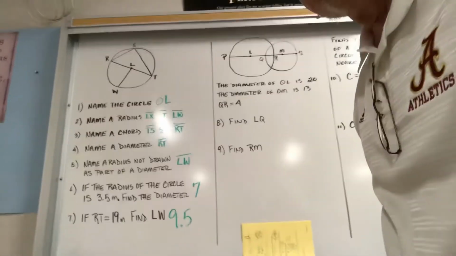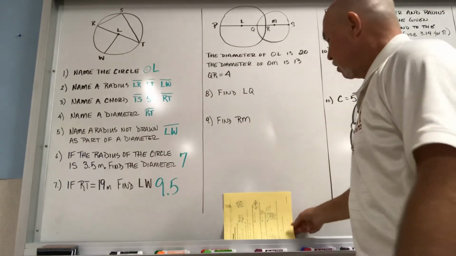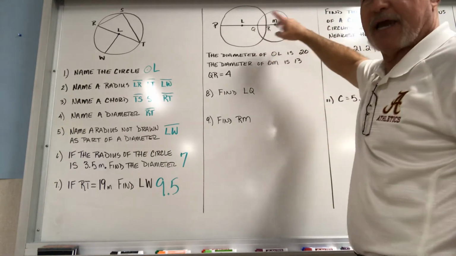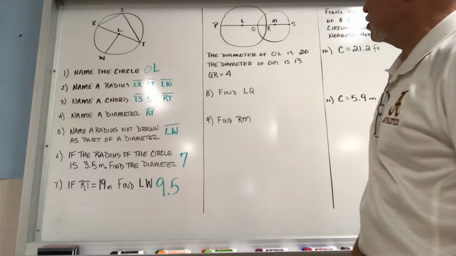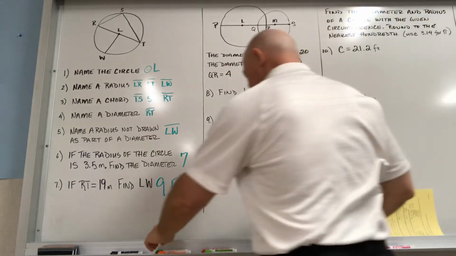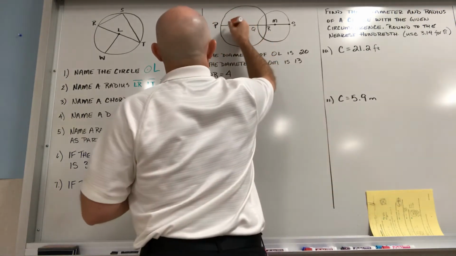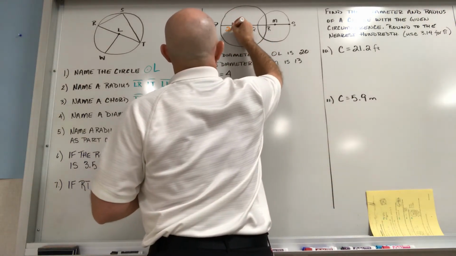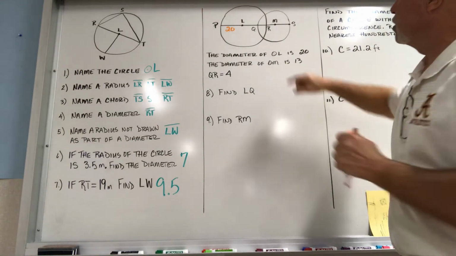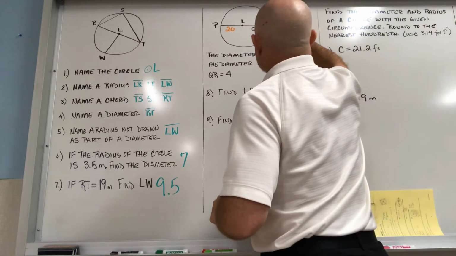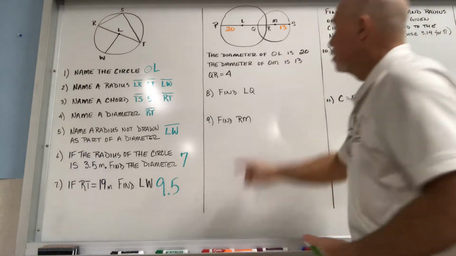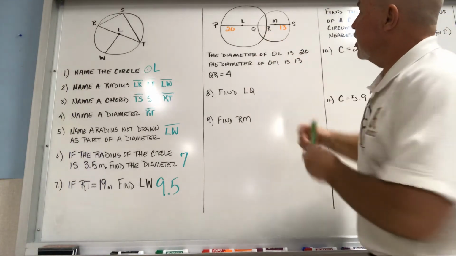Now this one, we've got 2 circles, and they're overlapping. There's some intersections there. The diameter of circle L is 20. The diameter of circle M is 13. QR is 4.